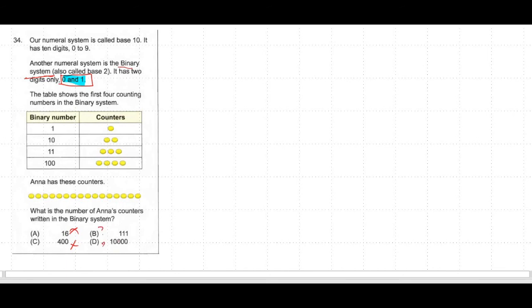So is this one or this one? For me to get this number, I just have to add 100 and 11, so it's 111. If 100 add 11, I will have 100, 1, 2, 3, 4 and 11, 1, 2, 3. It's only 7 counters. So this is also wrong. So the only possibility in this case is this.